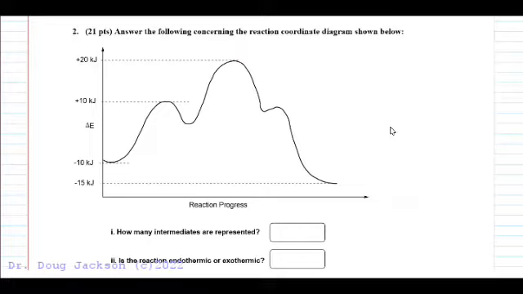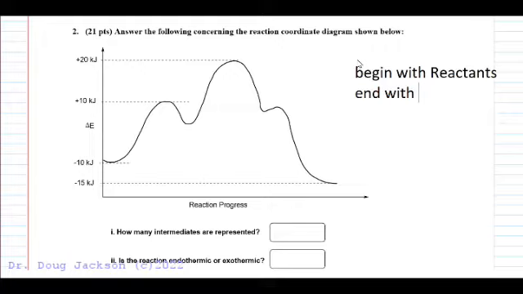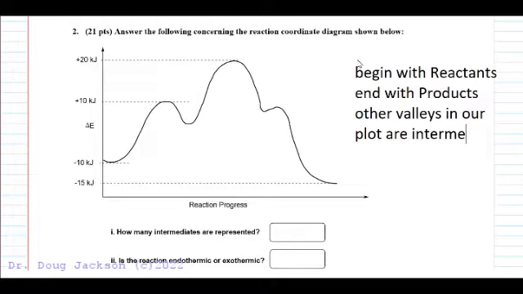Whenever we start looking at these, we're going to see that we begin with reactants and end with products. The other values in our plot are intermediates. After I've identified the reactants and the products at the beginning and end, those are technically in valleys of our reaction coordinate diagram, our potential energy diagram.